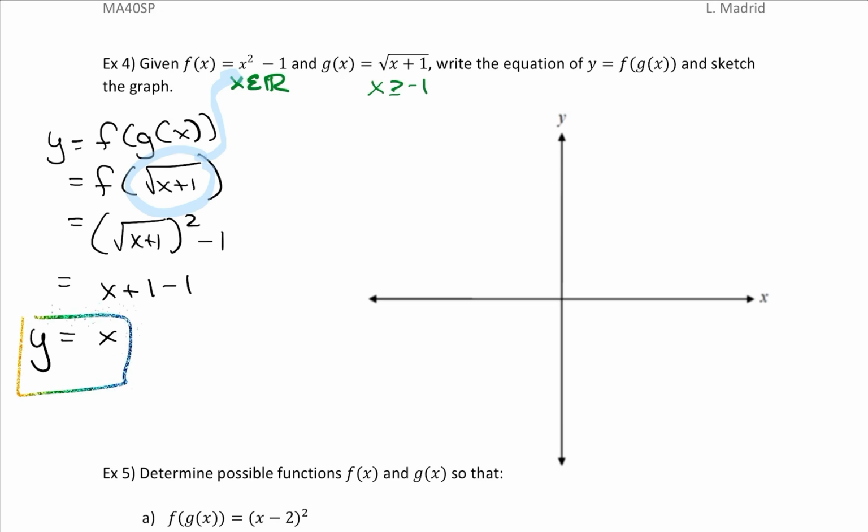Now, your inner function, g of x, has a domain, which means that your solution also has a domain. So we have a restriction on the domain. So let's think about what this graph is going to look like. Y equals x is linear, okay?